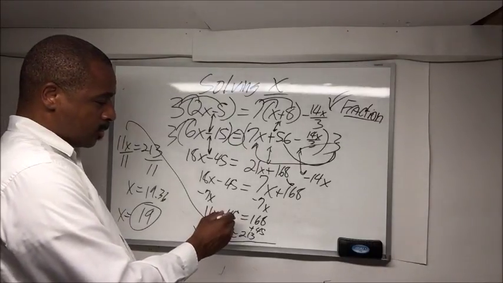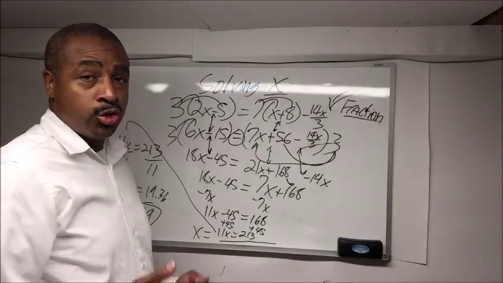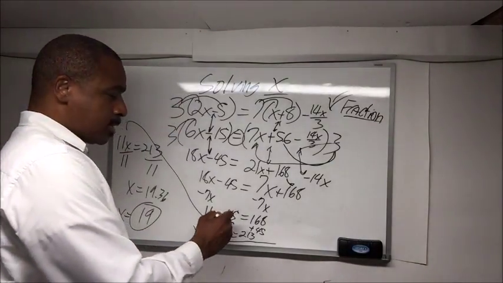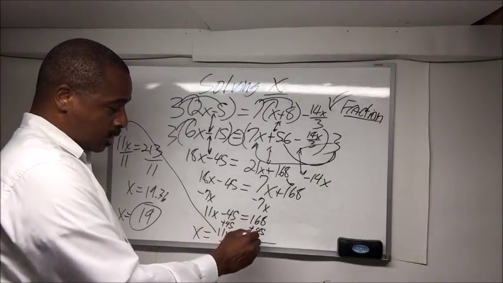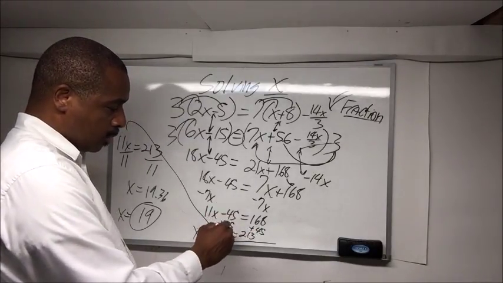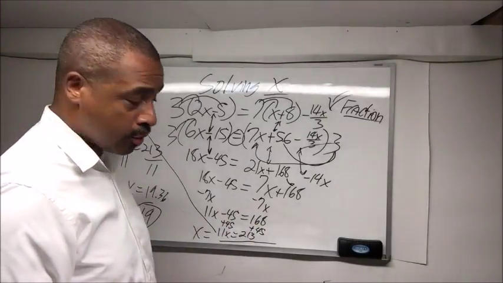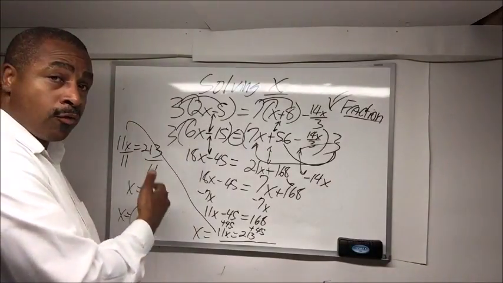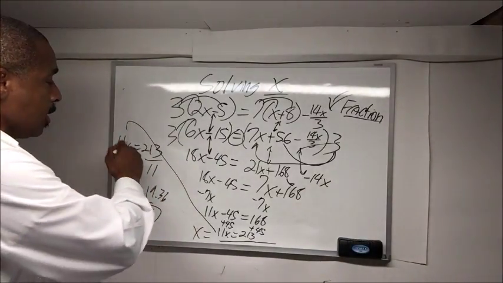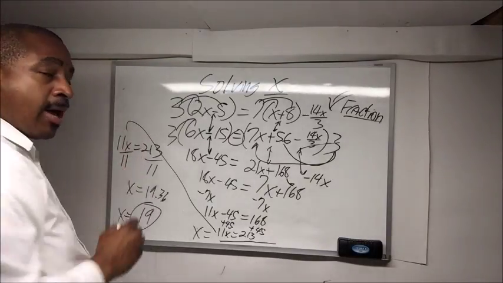So now I want to get this minus 45 combined with the 168 by what? Doing its opposite. So the opposite of minus 45 is positive 45. I do it to this side, I do it to that side. That makes it 0 over here, leaving me 11x. 168 plus 45 equals 213. And then I just brought it up here just so we can get a little breathing room over here on this side. 11x equals 213. We have x multiplied by 11.